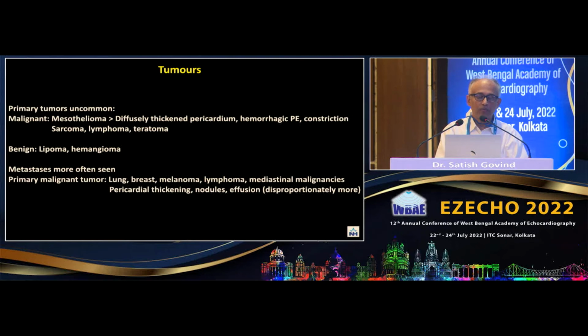And where do they come from, the primary tumors? From the lung, breast, melanoma, lymphoma, mediastinal malignancies. And here you can see thickening will be there, small nodules if you look very closely, and then you will have a very significant effusion, disproportionately more.